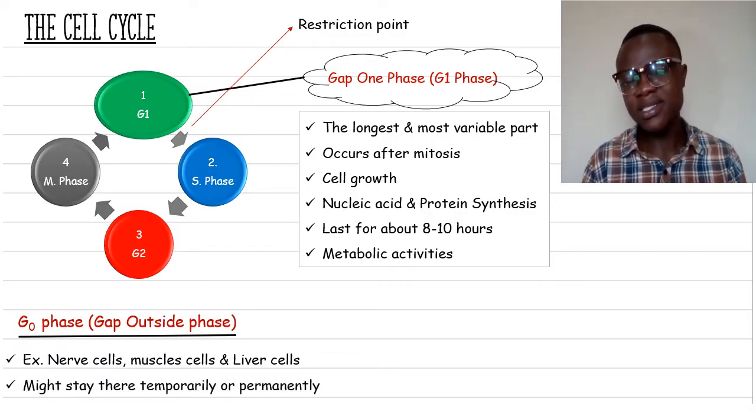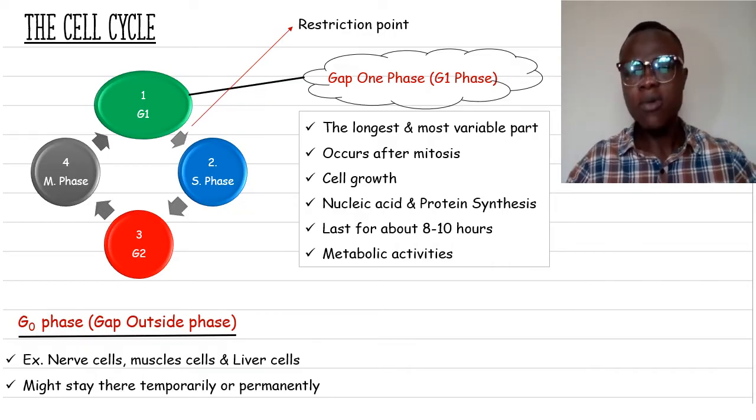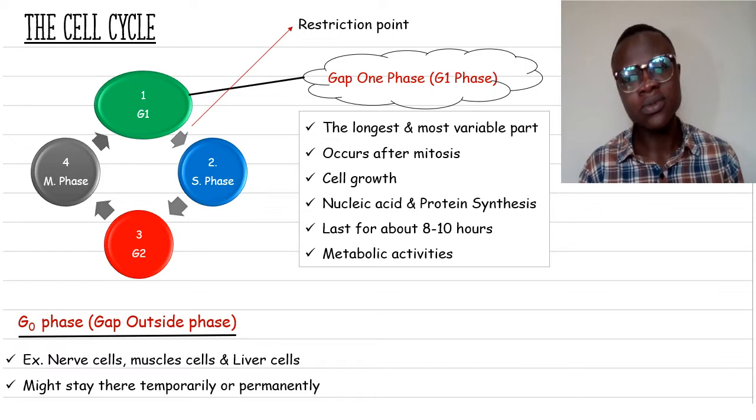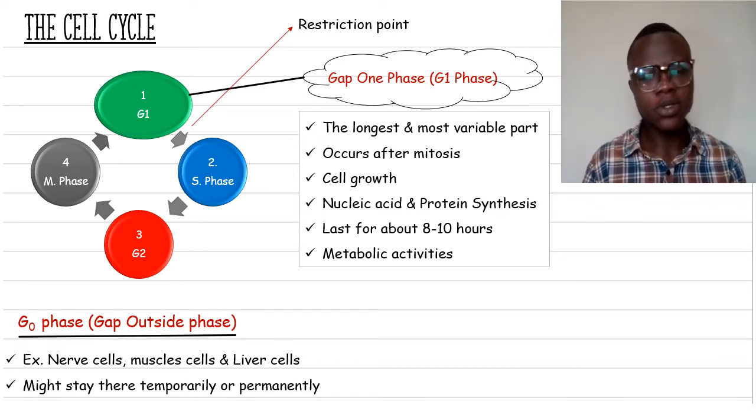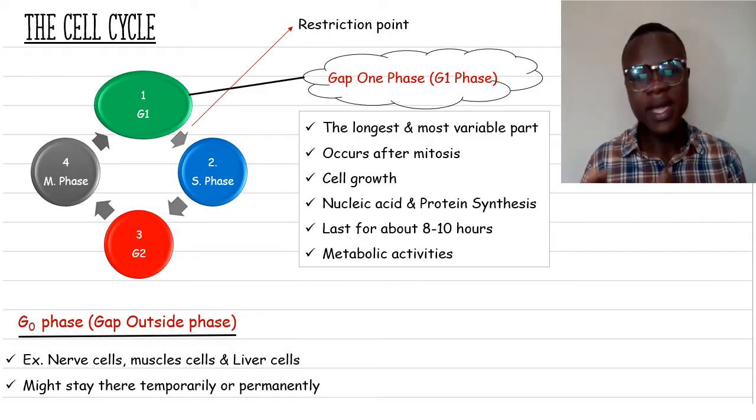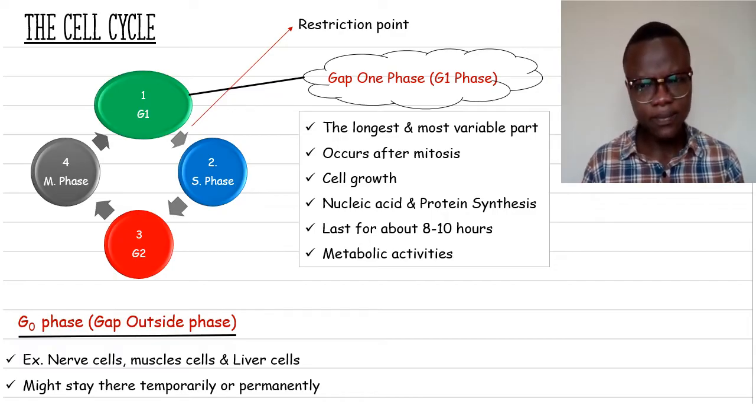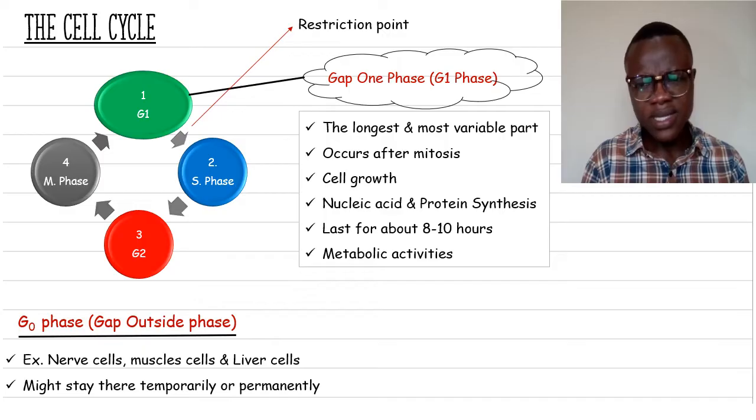The next thing is this phase might be temporary or permanent. Temporary in the sense of liver cells, for example, like what I said, wherein we have an injury, these cells will leave from that phase and start to multiply again. For neurons or muscle cells, when they enter the G0 phase, they remain there permanently. So for cells that stay there temporarily, how do they leave the G0 phase?